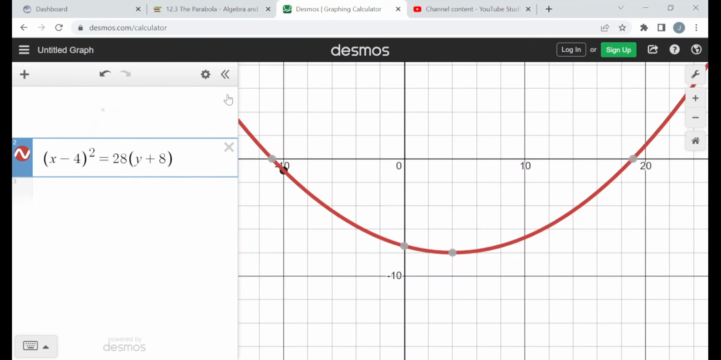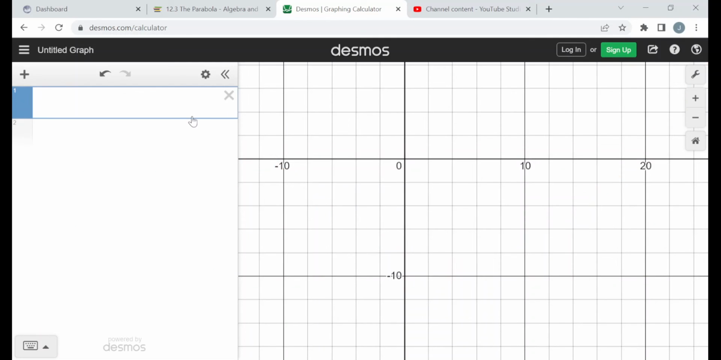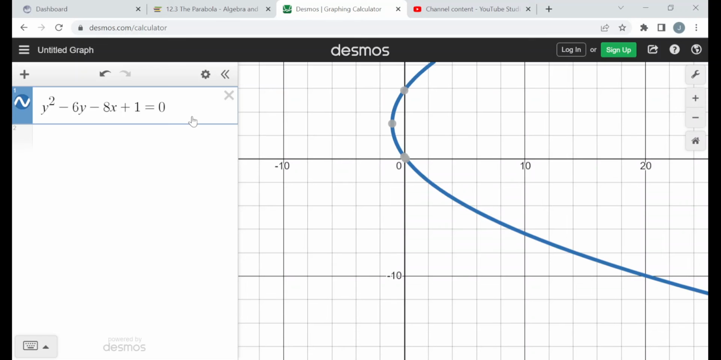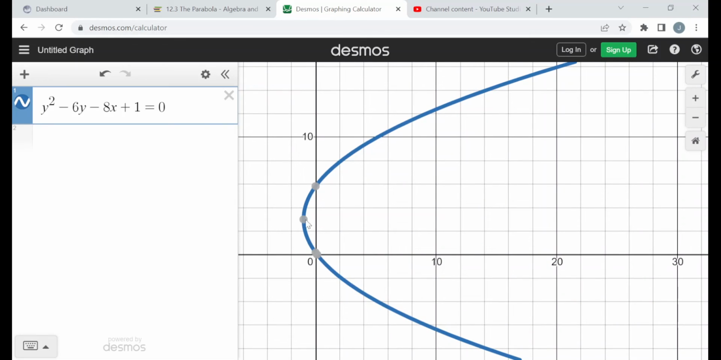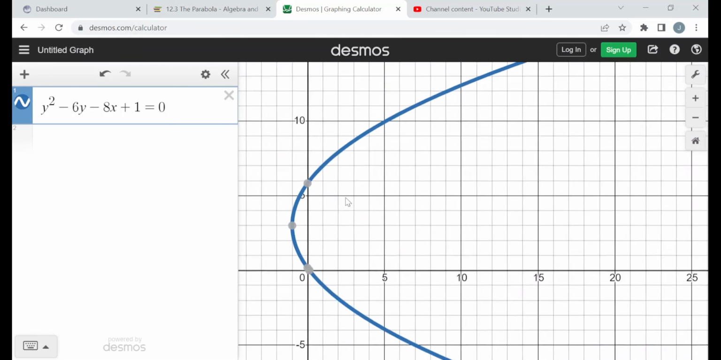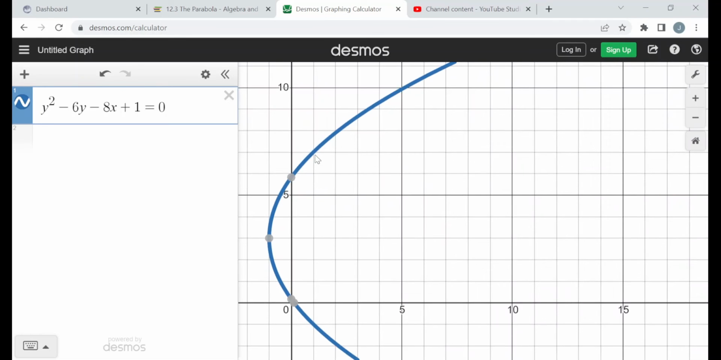All right, so clearing all this out. Now the original equation we were given is y squared minus 6y minus 8x plus 1 equals 0. And you see the parabola showing up. Clearly the vertex is at negative 1, 3. And we should see the point 1, 7 on this, right? 1, 7.